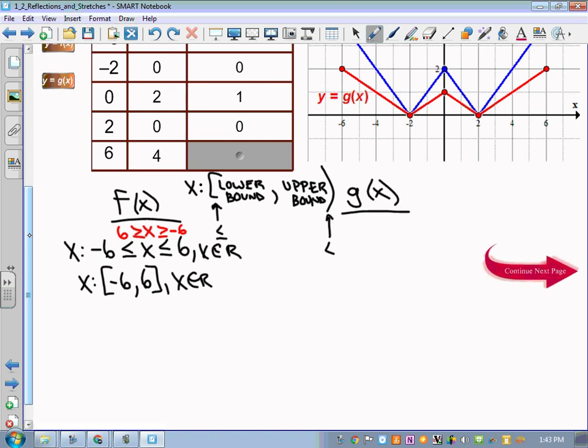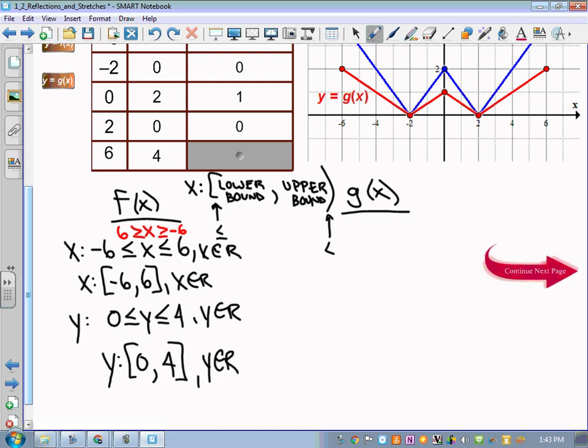All right, again, for the range, and I'll do both, the lower bound is 0, the upper bound is +4, and y is an element of the reals. In interval notation then, y exists from a square bracket on the 0 to a square bracket on the 4 and is still an element of the reals.